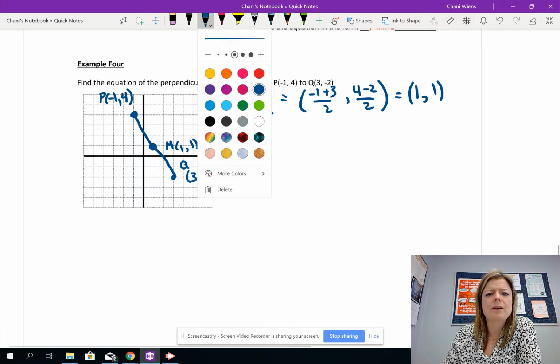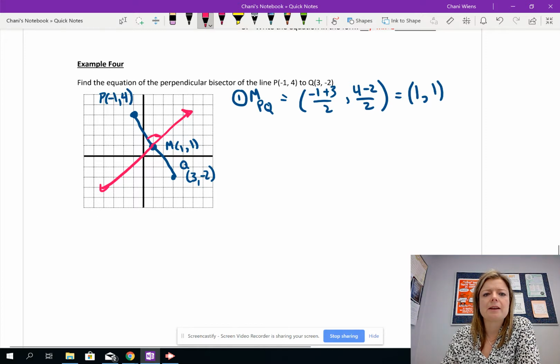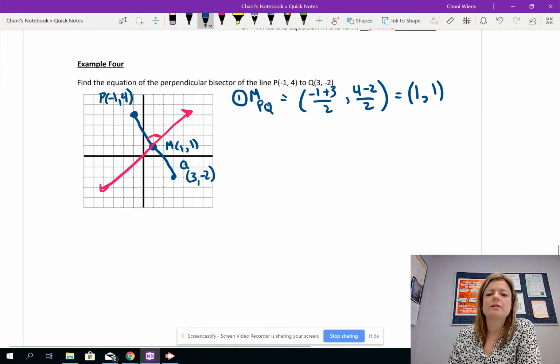Okay, so now we have to envision our perpendicular bisector as going through this at a right angle. I'm not drawing this perfectly because the y-intercept isn't actually 0. But this is our perpendicular bisector, and you should indicate that it is perpendicular there. So we need the slope of the pink line, but first we need to find the slope of the blue line, okay?